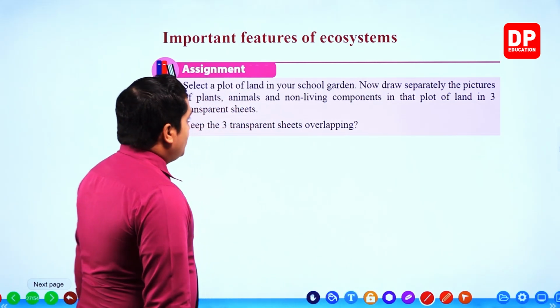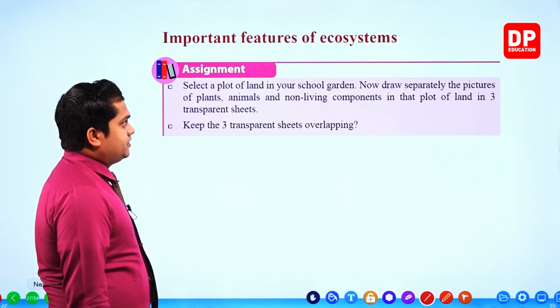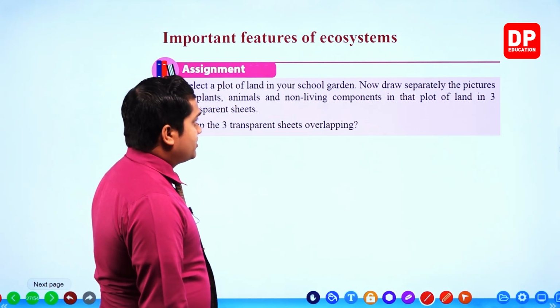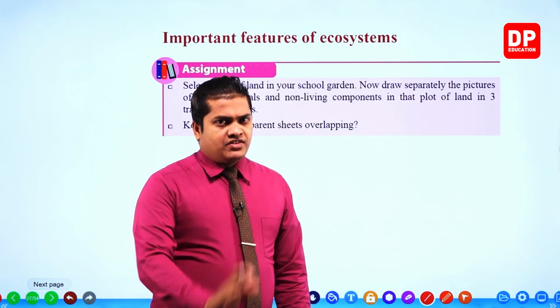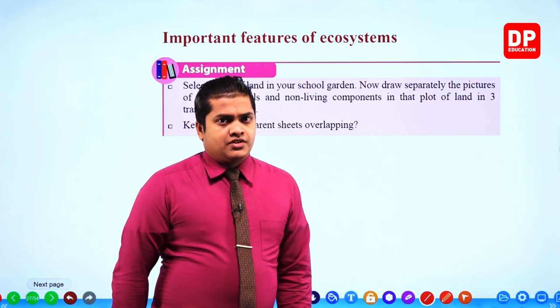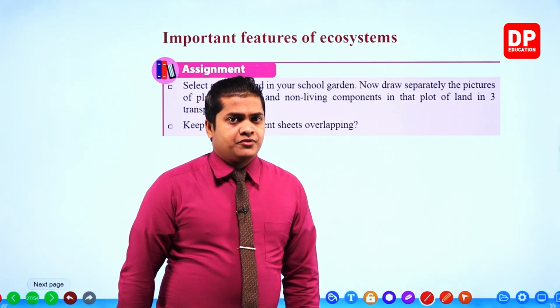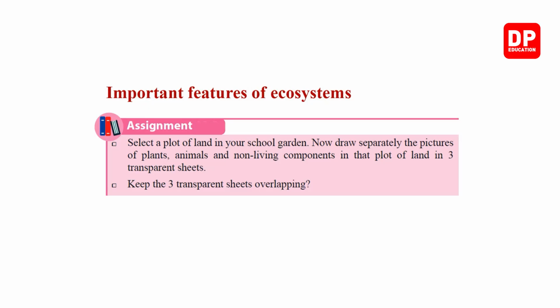So you are given an assignment, right? First of all, before we discuss the lesson part, you are given a small assignment. So within this assignment, what do you have to do? Select a plot of land in your school garden. Now draw separately the pictures of plants, animals and non-living components in that plot of land on 3 transparent sheets.